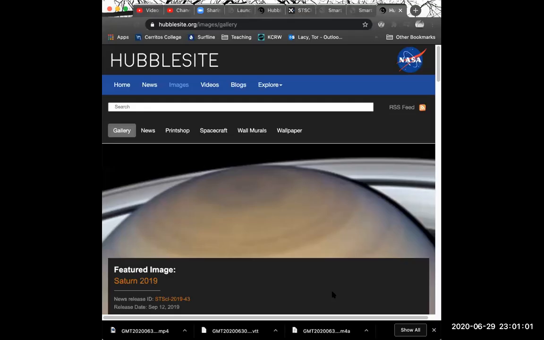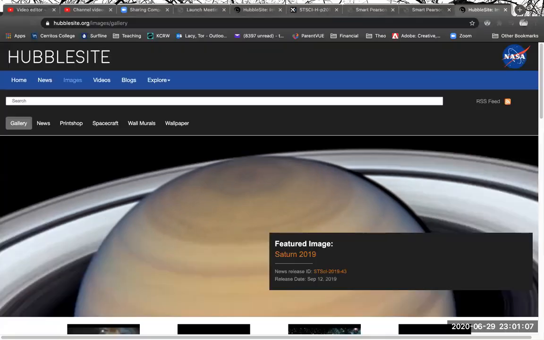Let me jump over here. These images are from the Hubble site. And you may or may not know what the Hubble is, but it's a telescope that is orbiting the Earth. It was launched using the space shuttle some years back and has been in service ever since. And it takes the best images of space.